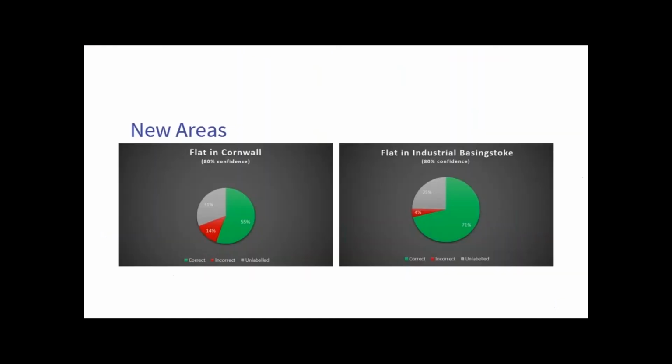Well, no. So we trained in Hull only to begin with, and then when we deployed it in Cornwall and Basingstoke, you can see that it actually performed significantly worse. So the green is the amount it got correct, the red is the stuff it got incorrect, and the grey didn't meet our confidence threshold, which was at 80%. It's worth noting that in Hull, it was getting 91% accuracy and was labeling almost all of the data. So why is this? Why did this happen?